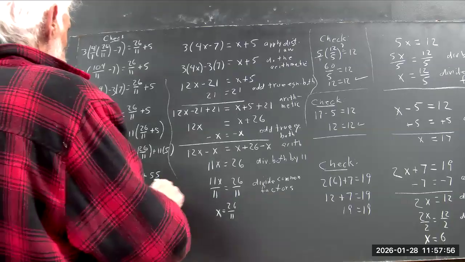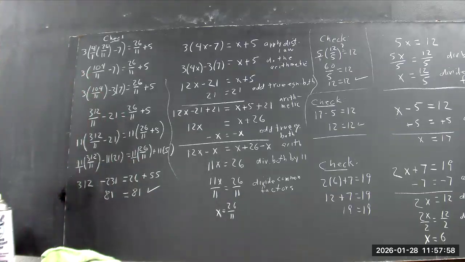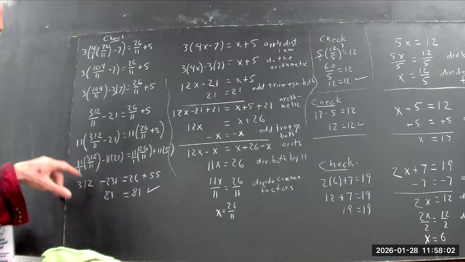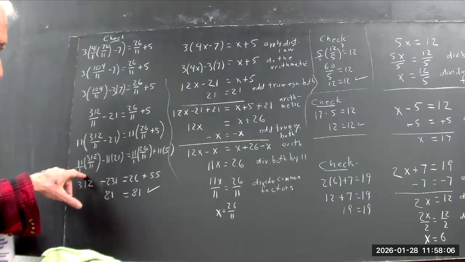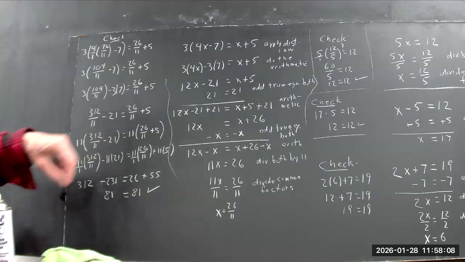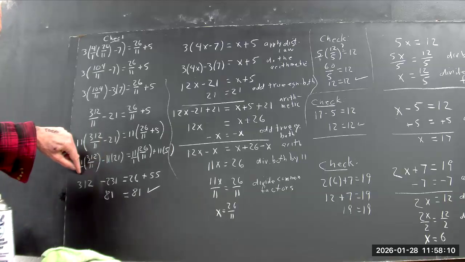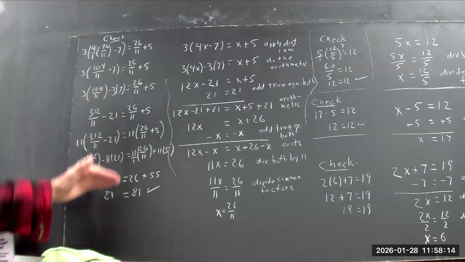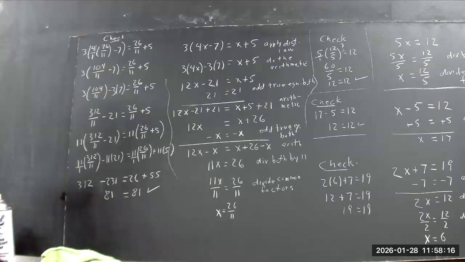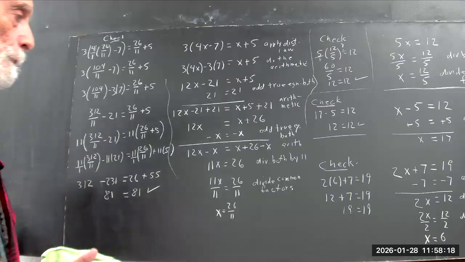And by darn, we've not only got it right, but despite my attempt to screw it up by a bad step, I discovered that step and corrected it. And except for that little glitch, everything went smoothly. We got 81 equals 81. Now, this is a big deal.